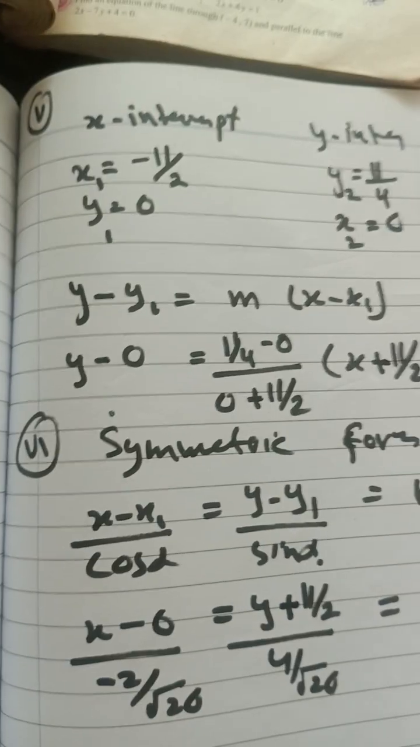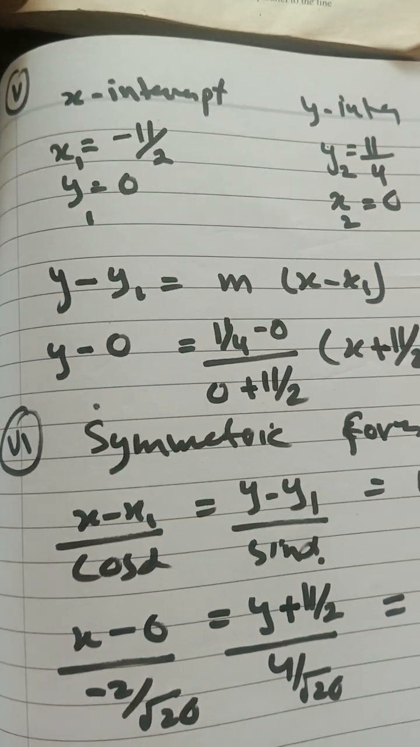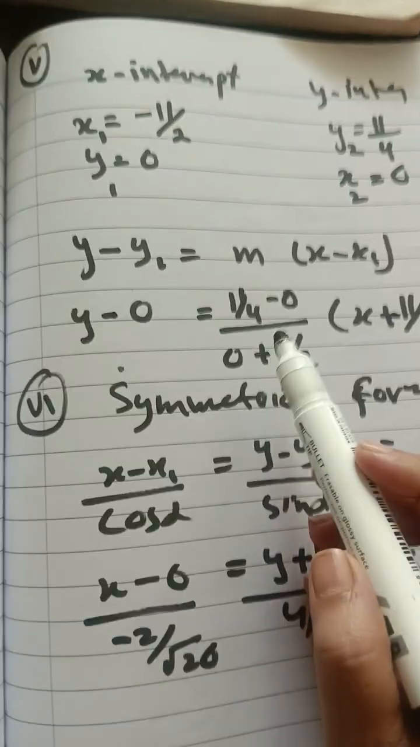Now the second, x-intercept and y-intercept form, the 2-point form, sorry, 2-point form. We are calculating the 2-point form.